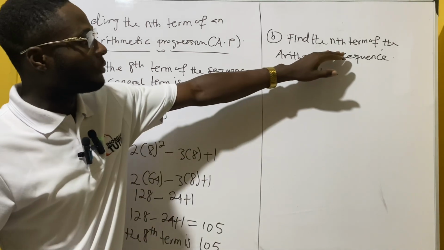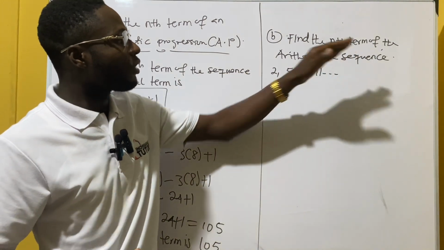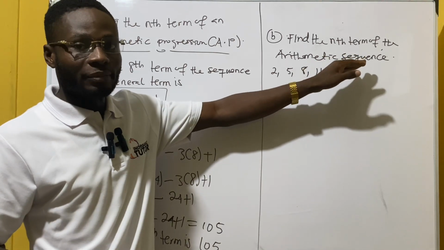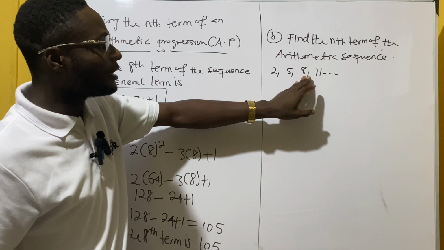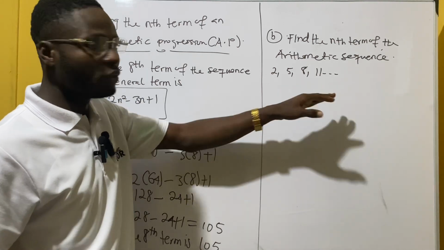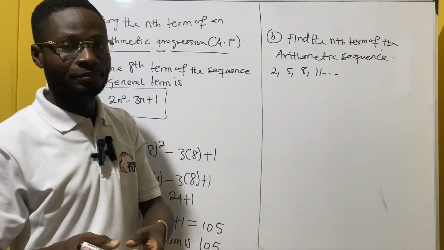Now let's look at this problem. We want to find the nth term of this arithmetic sequence: 2, 5, 8, and 11. How do we find this? We want to find the nth term.